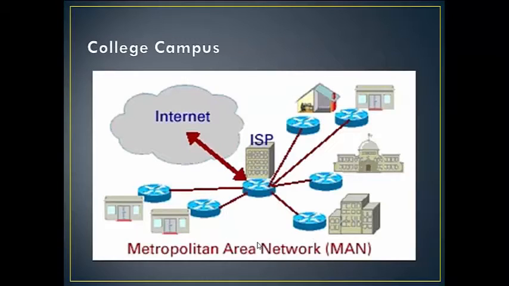A college campus is going to have a MAN, which is a metropolitan area network. You have your pipe coming into your network, your ISP, and then from there you have a distributed network through various routers. All of these blue cylinders, these are routers, and extensions on these would be your access points.